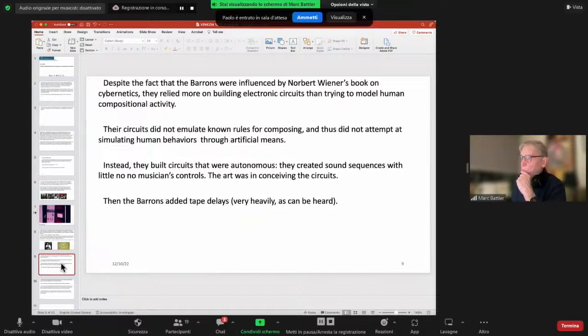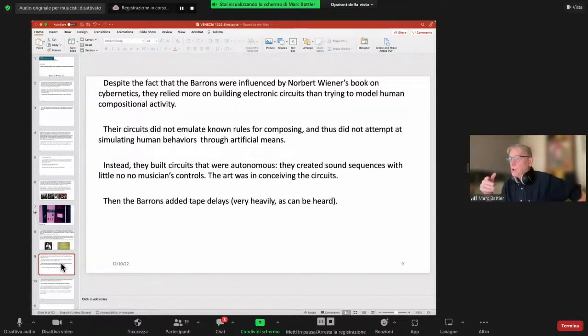Despite the fact that the Barrons were influenced by Wiener's book on cybernetics, they relied more on building electronic circuits than trying to model human compositional activity. Their circuits did not emulate known rules for composing and thus did not attempt at simulating human behaviors through artificial means. Instead, they built circuits that were autonomous. They created sound sequences with little or no musician's control. The art was in conceiving the circuits. And of course, the Barrons added tape delays very heavily, as can be heard.